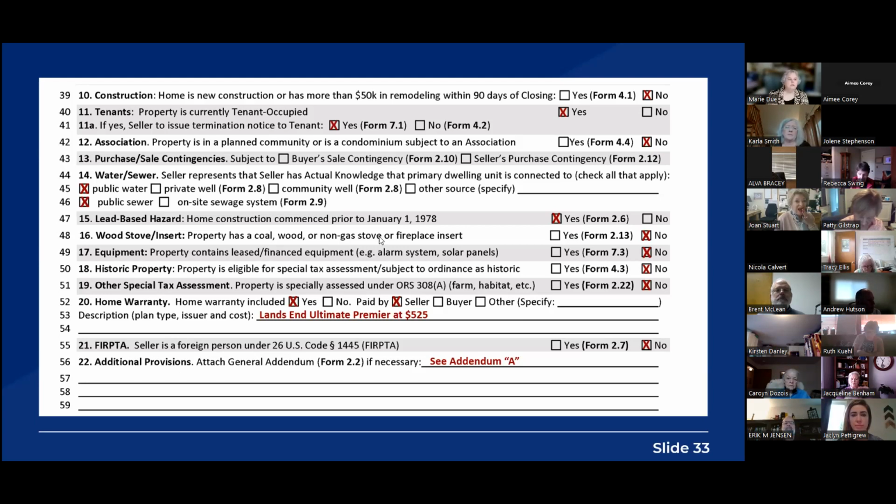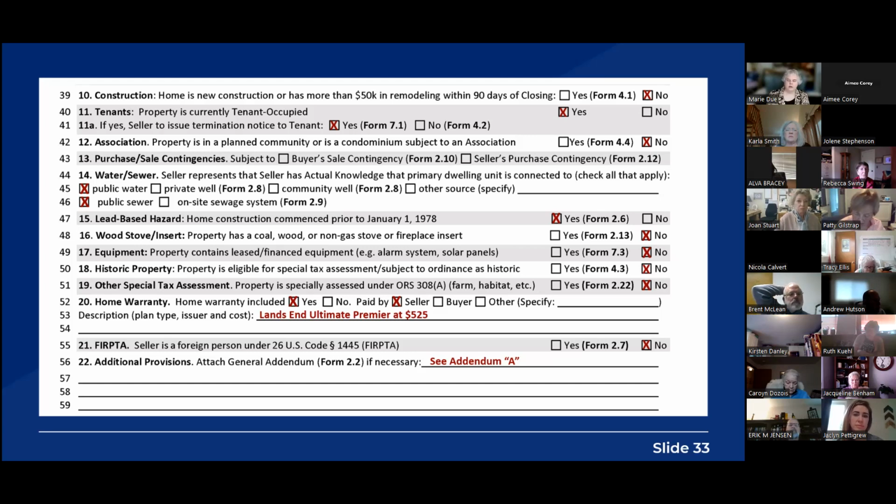So in line 11, we've got tenant occupied. Yes or no? Yes. And if it's tenant occupied, if they're going to take that tenant out, then it'll tell you which form to use. Is there a homeowners association of any sort? Is it a purchase? Is there a contingency? The buyer needs to buy. And also, if you'll notice, the seller needs to buy. The seller is selling, but they have to have time to get the other one closed as well. So there is now a form for seller purchase contingency.